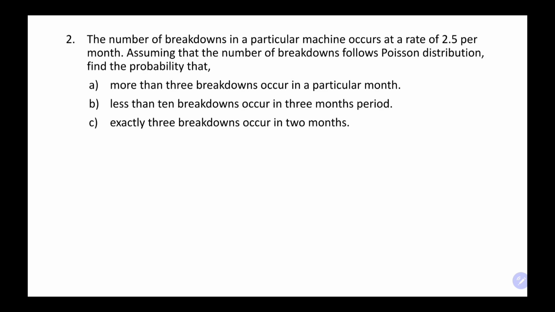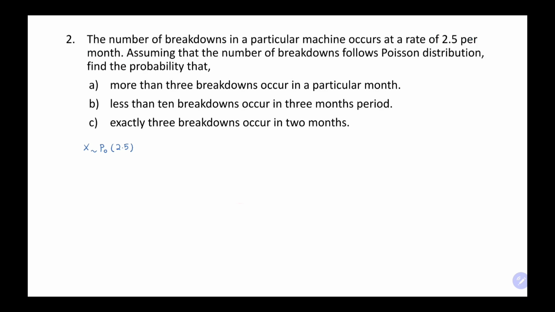The number of breakdowns in a particular machine occurs at a rate of 2.5 per month. Assuming that the number of breakdowns follows a Poisson distribution, find the probability that. Before we start solving, we determine the lambda first. We have a Poisson distribution, so we write X follows Poisson, and lambda is 2.5 per month. Our lambda is for 1 month.